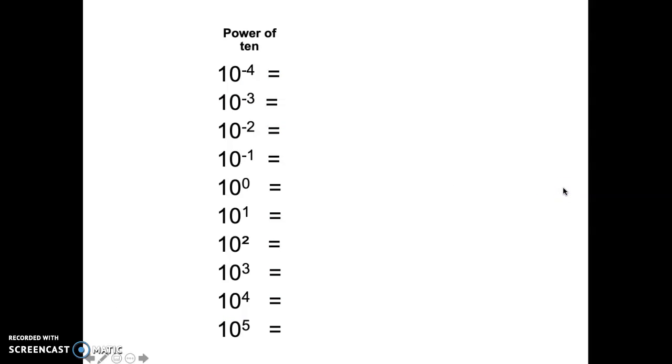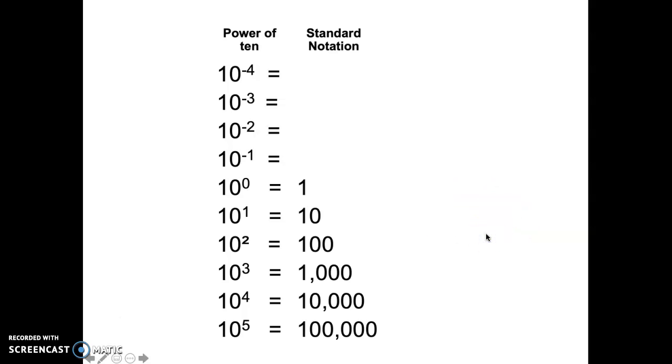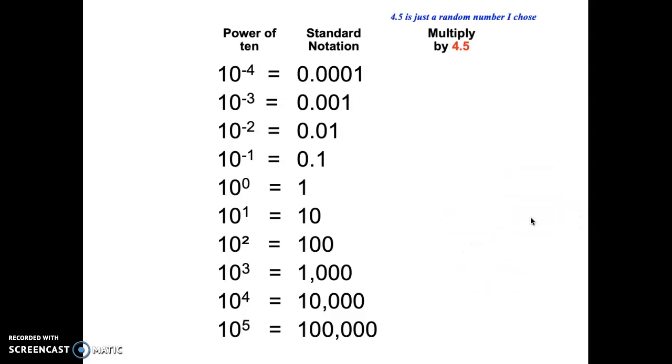Okay, here's our powers of 10, and in standard notation, we've looked at this before. So I went straight from power of 10 to standard notation. I skipped all the stuff in between, standard or expanded form. Now, I just picked some random number that I'm going to multiply by. So I decided, let's take these numbers and multiply by 4.5. It's just a random number.